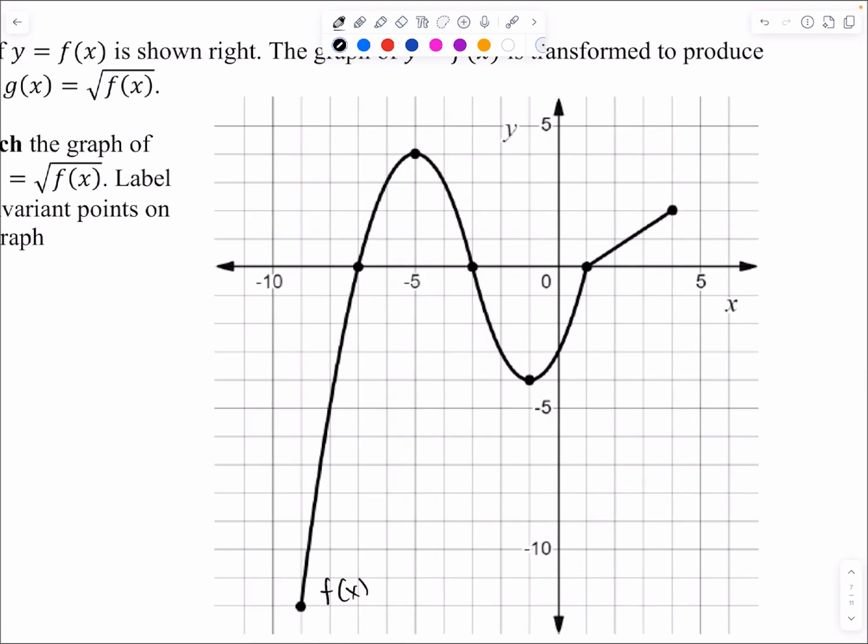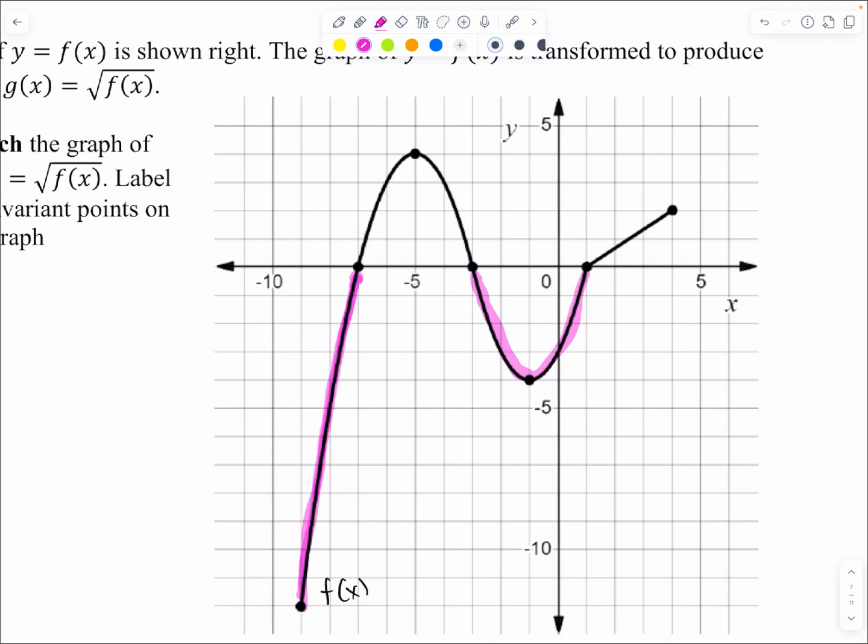Now, what's important to note is to look at f of x. Where does f of x sit below the x-axis, aka where is f of x less than 0? So f of x is less than 0, not including 0, because we can actually take the square root of 0. But it sits there and here. So those are some areas to consider when we're sketching our root f of x function. We'll call that g of x.